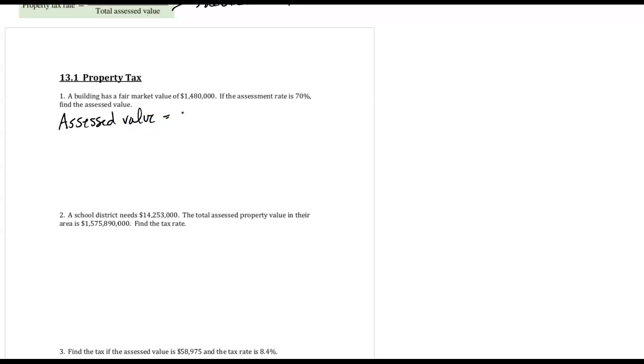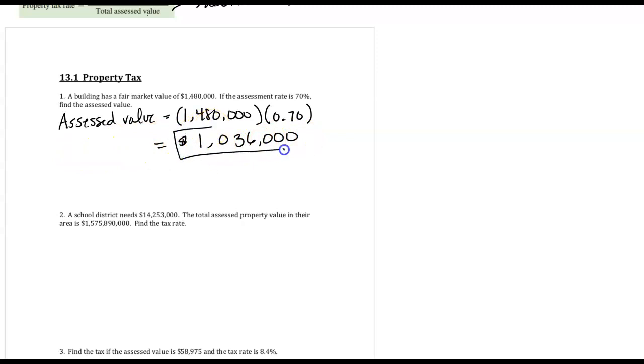So to find the assessed value, we take that fair market value, $1,480,000, and multiply it by the decimal of the assessment rate, 0.70. Multiplying those together, we get an assessed value. I'm going to write down the digits and then we'll go back and read it. 1036000, $1,036,000 for the assessed value.